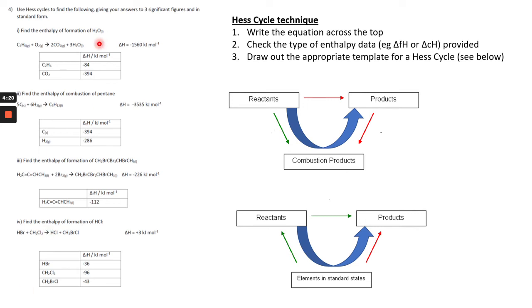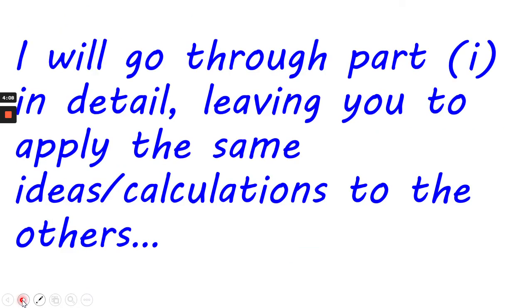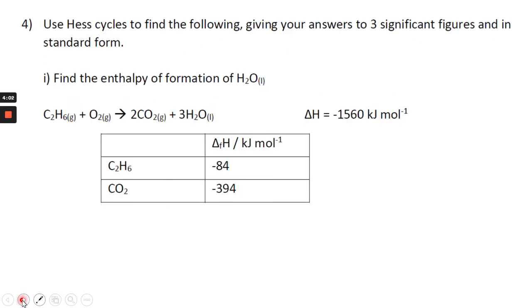The key lies in the type of enthalpy data that you're given. So if you're given delta CH data, you use the top version. If you're given delta FH data, you use the bottom version. So like I said, I'm just going to do the first part, and you can try the others out yourself. Okay, so let's look at the first part blown up a little bit on the screen.